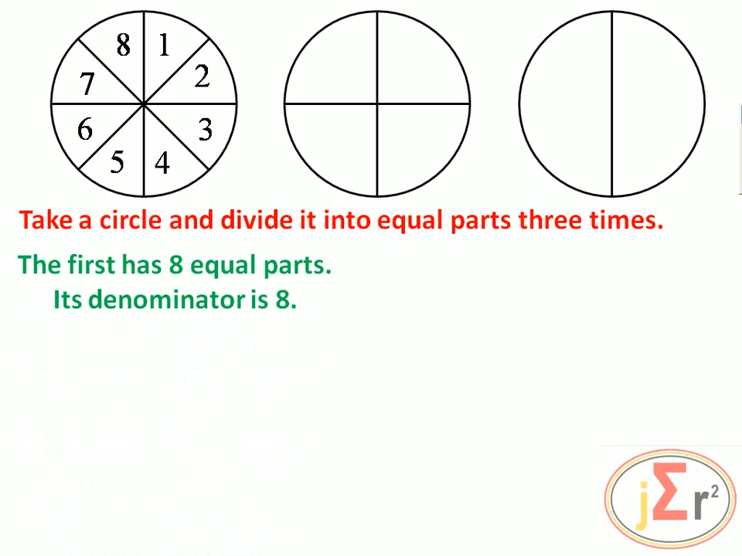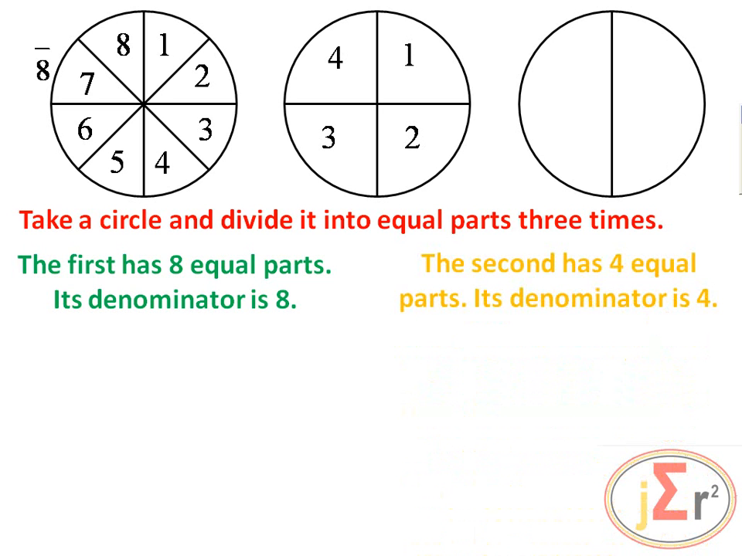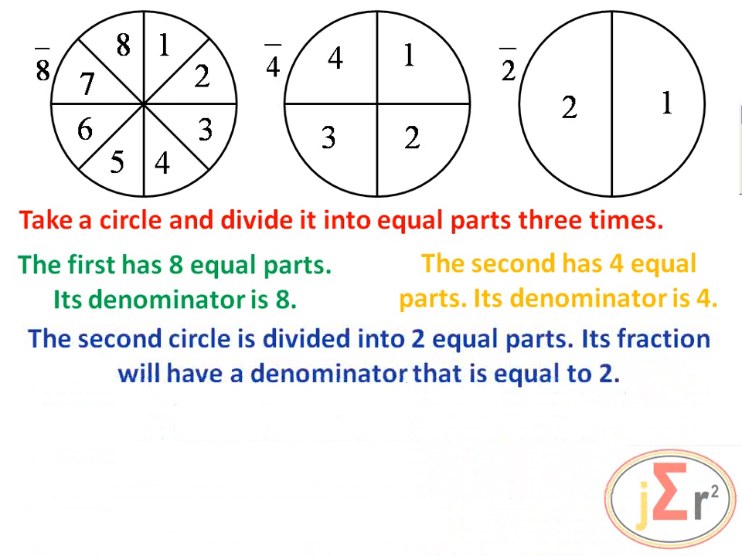The first has 8 equal parts. Its denominator is? 8. What about the second one? 4. 4 equal parts. Its denominator is? 4. The other one, how many equal parts? 2. Its denominator is? 2. The third circle is divided into 2 equal parts. Its fraction will have a denominator that is equal to 2.